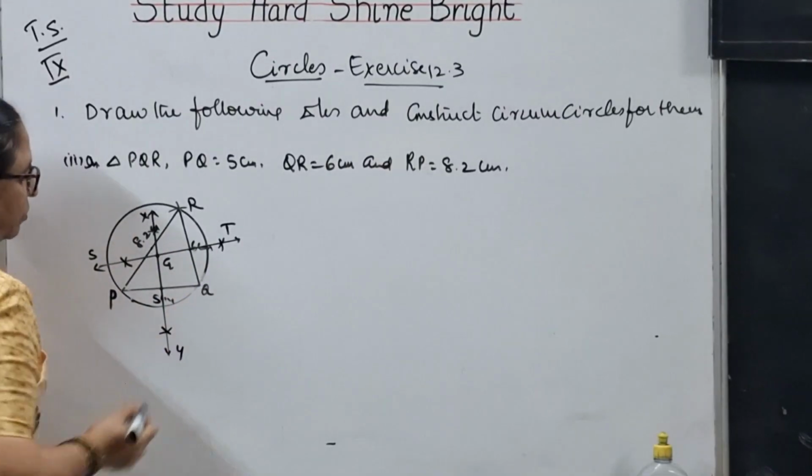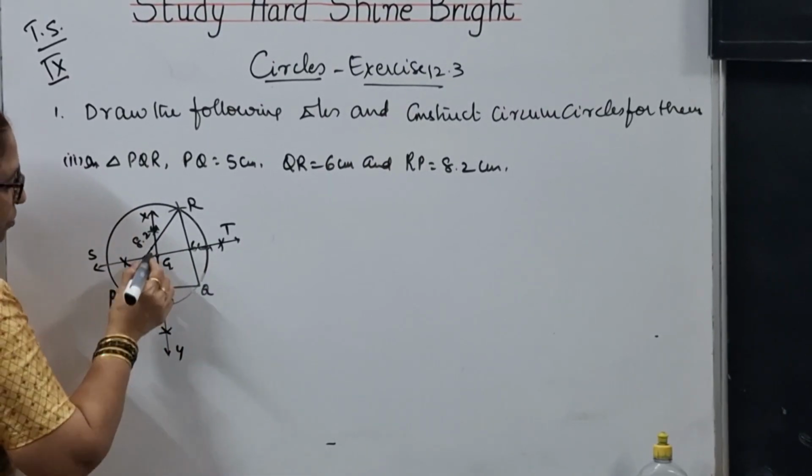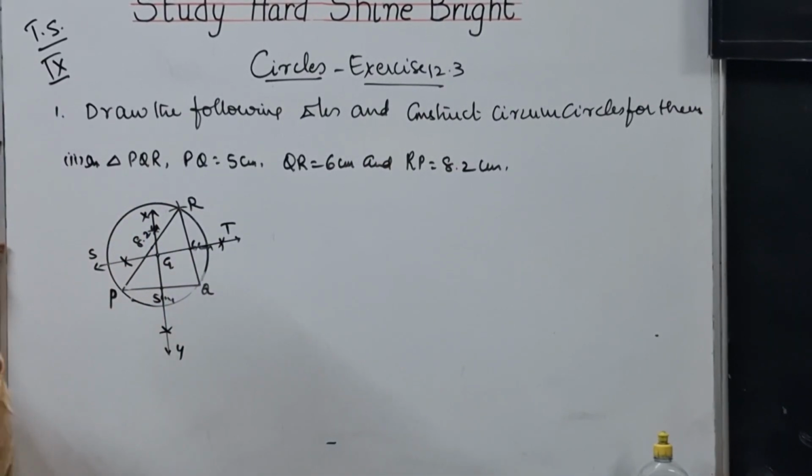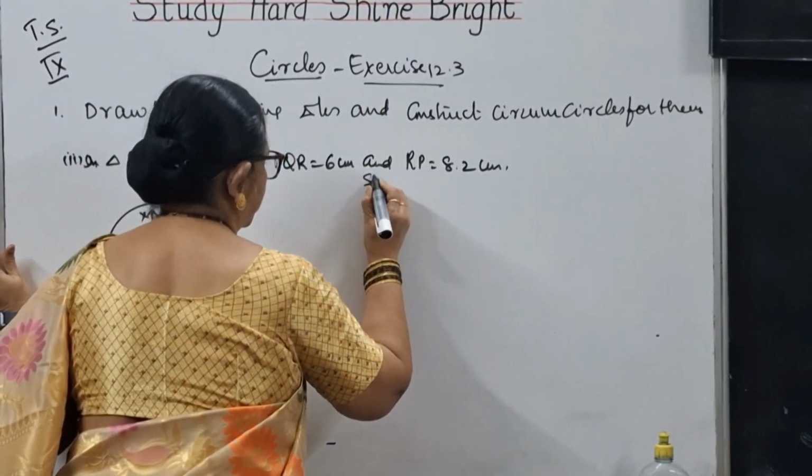Similarly, you have to draw ST. These two will meet at a point G. G as center, GR as radius. If you draw a circle, it passes through P and Q. So the same steps we have to write.